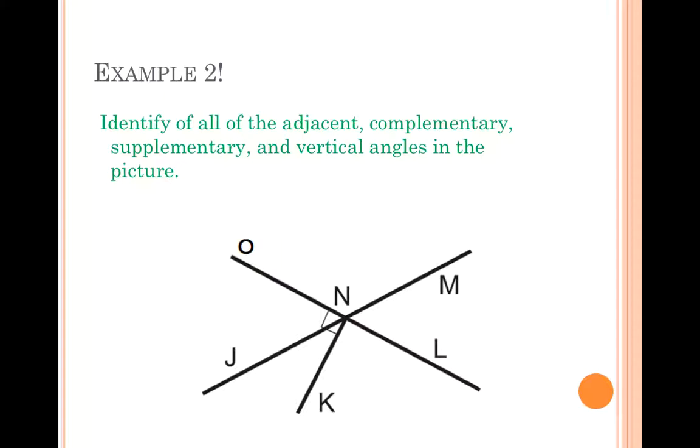Alright, now example 2 is going to be super fun. We're going to use all these angle pairs we talked about to name all kinds of angle pairs we see in the picture. So in example 2, we will be identifying all the adjacent, complementary, supplementary, and vertical angles in the picture. We're going to name as many as we can see, but some of them have a lot, so we're going to restrict how many we label. So go ahead and pause the video and watch example 2 on how we label and identify all these different angle pairs.